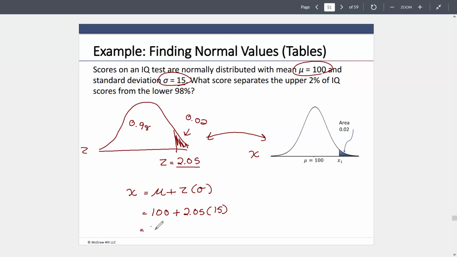We are going to get an IQ of 130.75. I'll probably say 131. All right, so that is my IQ that separates the bottom 98% and the upper 2%.